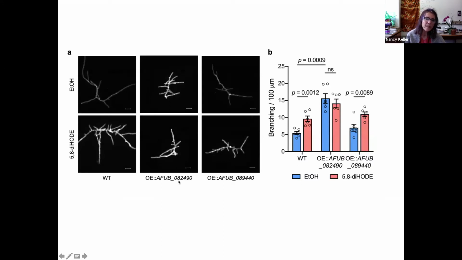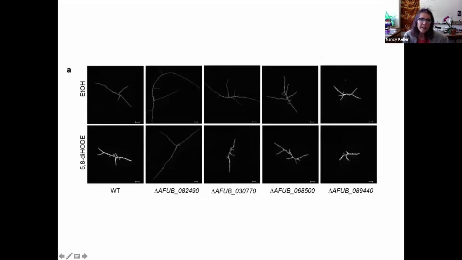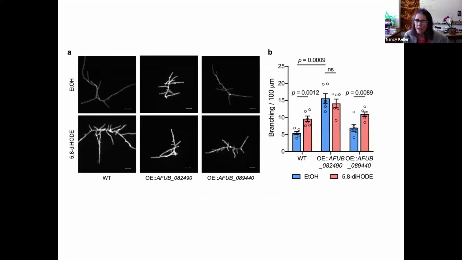What we found is this particular gene, 082490. This is our favorite gene. When you delete it, it's a hypobrancher. And when you overexpress it, it's a hyperbrancher.